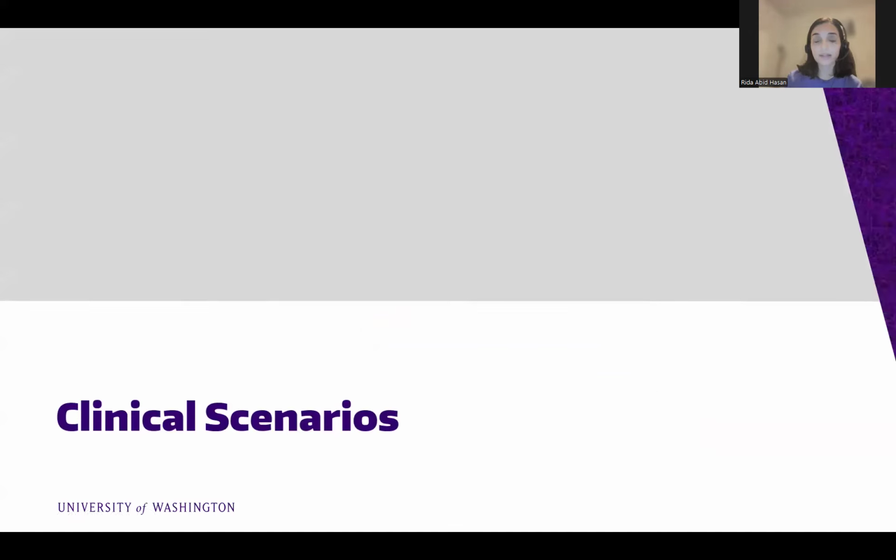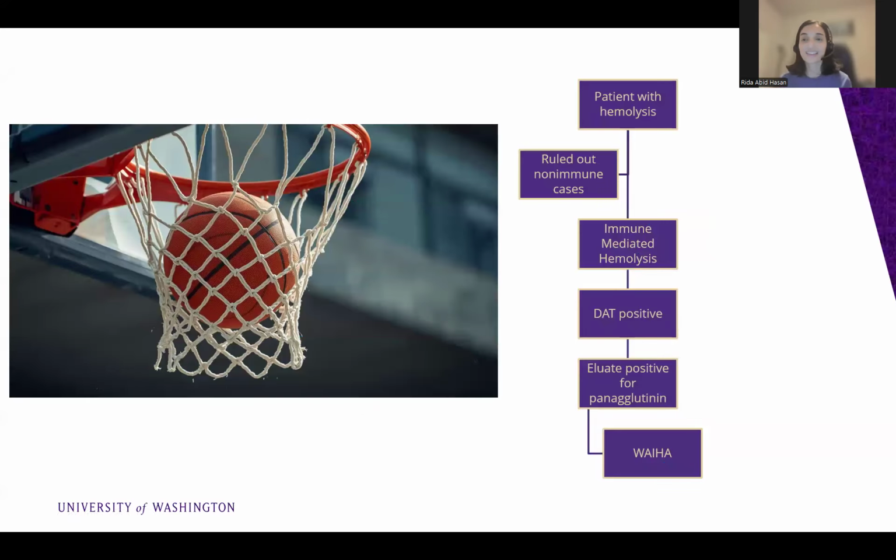So let's go through what's going to happen clinically. How do we put all this together in clinical context? Okay. So if you get a straight shot, your patient's going to have hemolysis. It's going to be very easy to rule out non-immune causes. And you're going to say, I'm suspecting this is immune mediated.